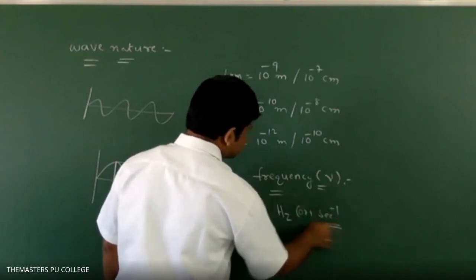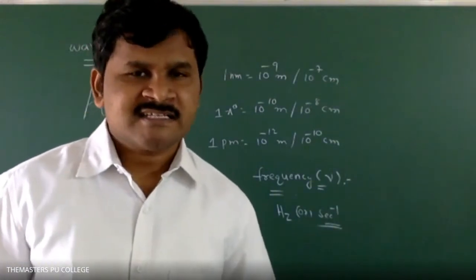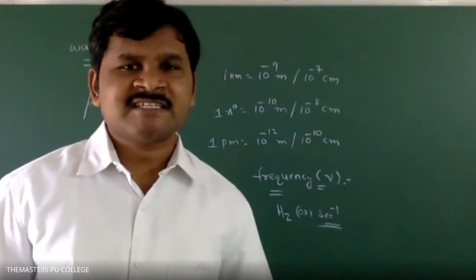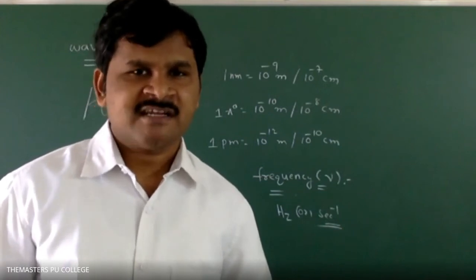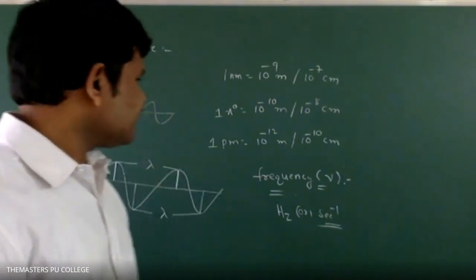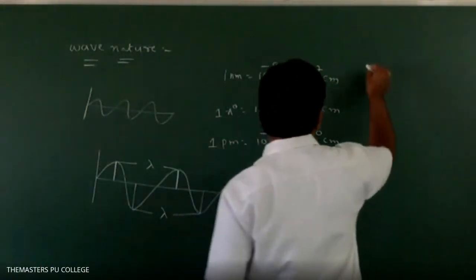Hertz or second inverse. What is the frequency? The number of waves passed through a given point in unit time is called frequency. Okay. Next, velocity of light.